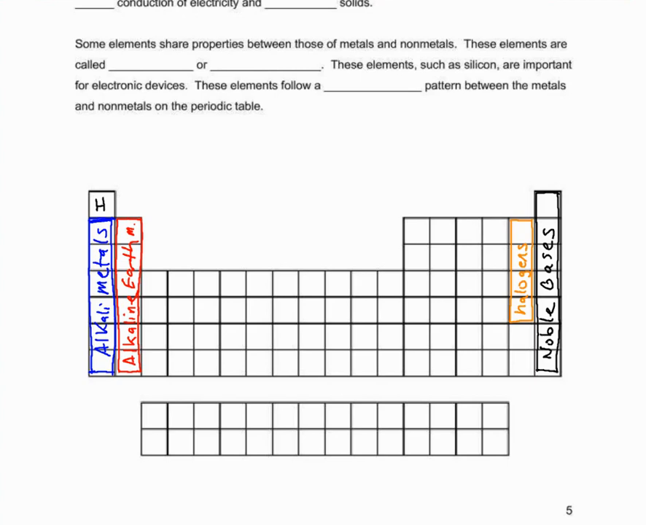It would also be helpful, let's go ahead and number these, and you can do it on your regular periodic table as well. Group 1, 2, 3, 4, 5, 6, 7, 8, 9, 10, 11, 12, 13, 14, 15, 16, 17, 18. So these are the 4 specific family names that you'll need to know. But there are also some more broad categories.